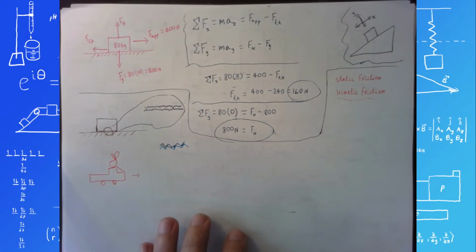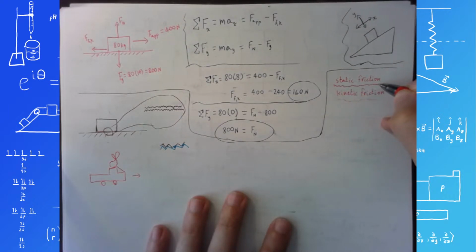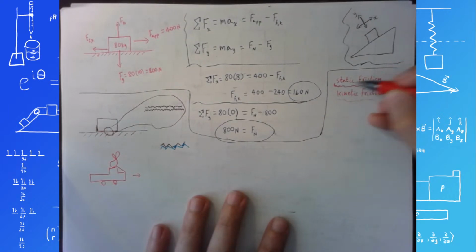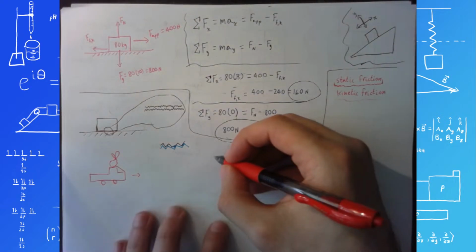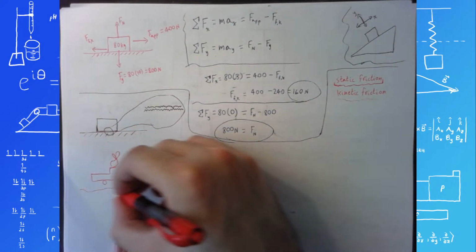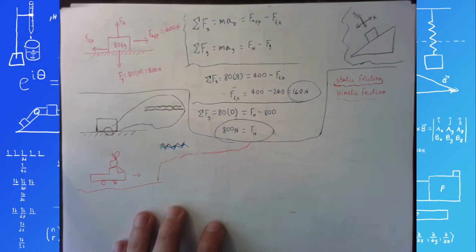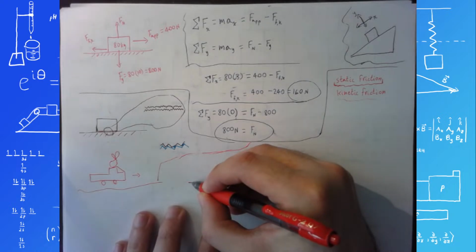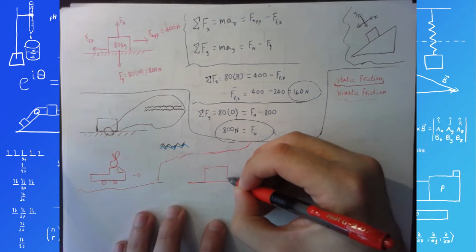So static friction and kinetic friction for the same surface, for the same type of roughness, will differ. Static friction will tend to be higher. Or rather, what I should say is that static friction can go higher. Let me try and explain this. So, static friction, if I'm going to draw yet again a block on a rough surface.